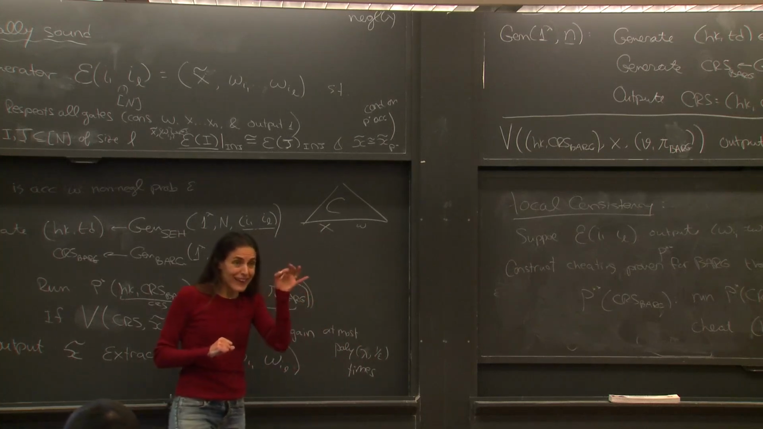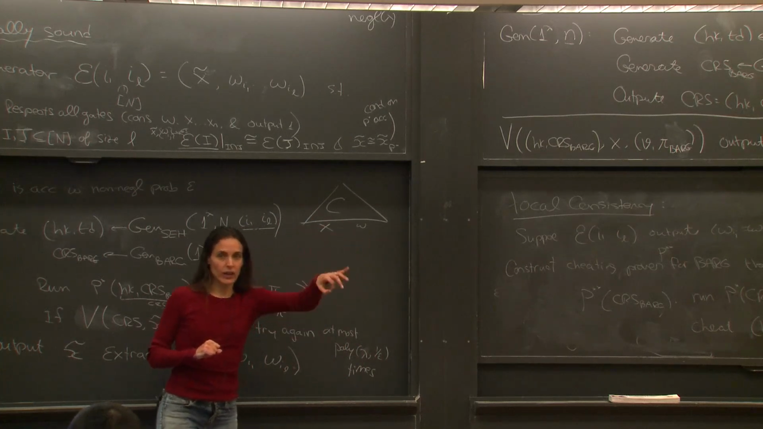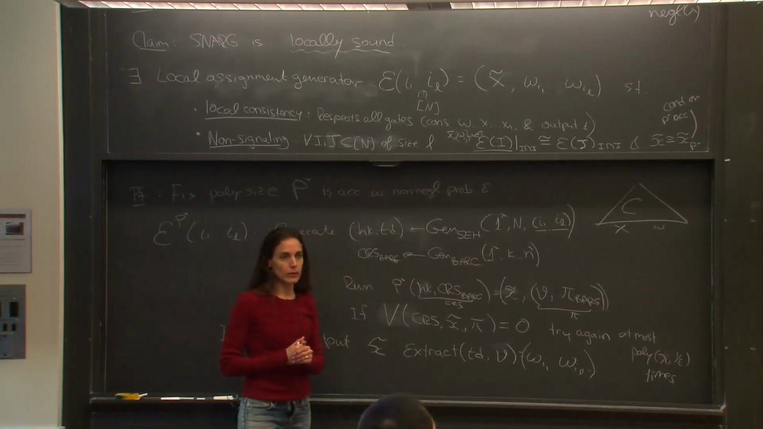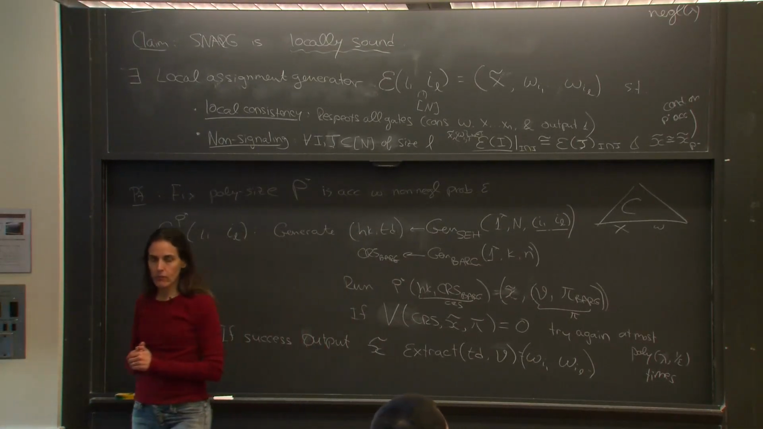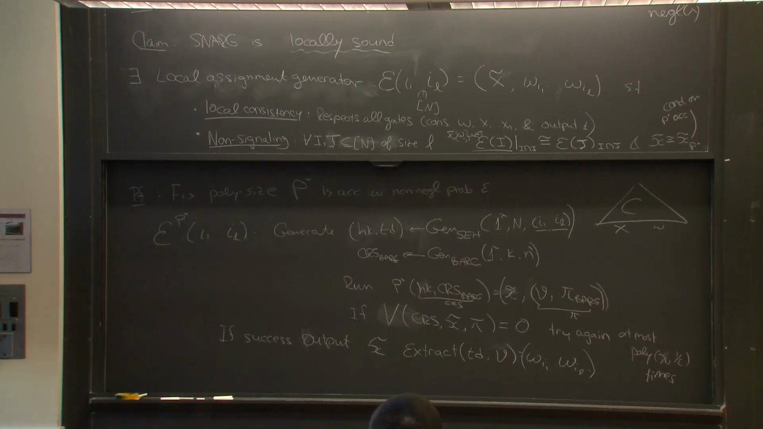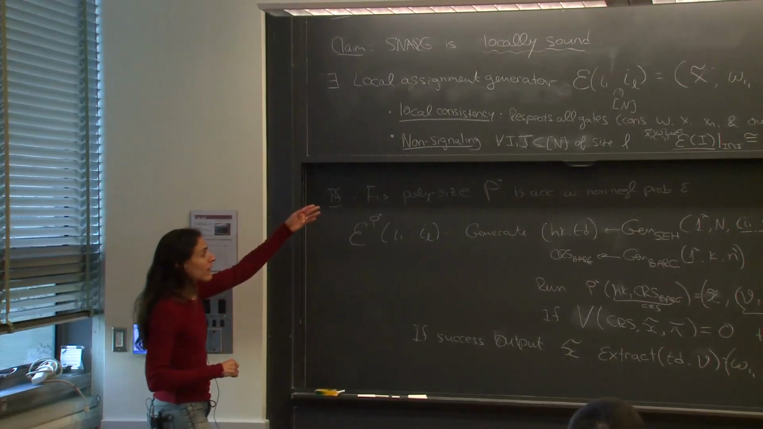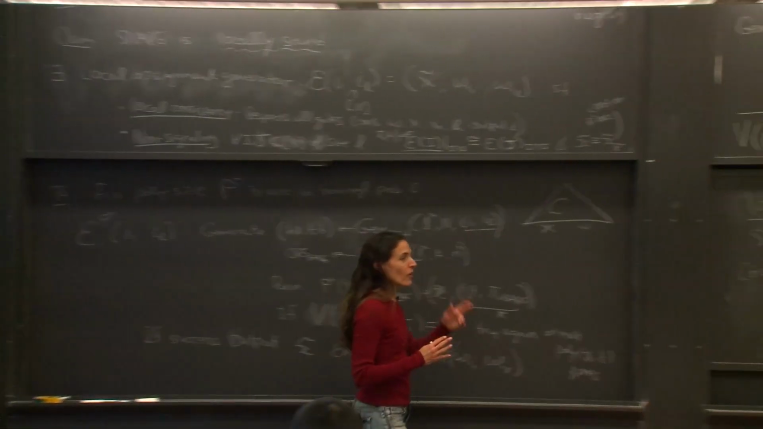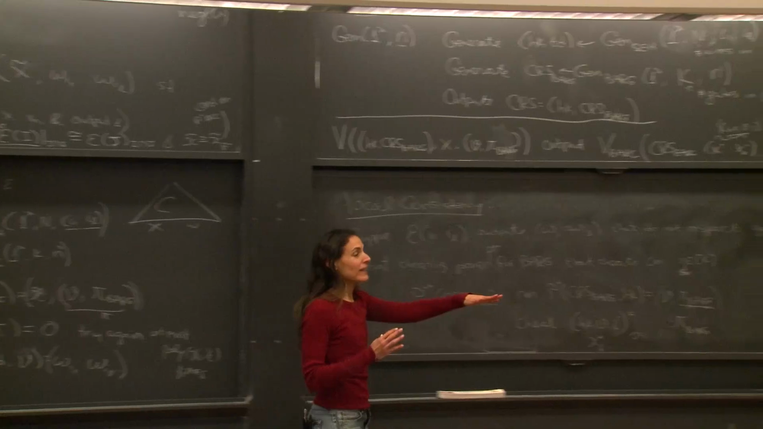Because otherwise, take that gate, and on that gate, we're going to cheat in the BARG. That's the instance in which we're going to cheat on the BARG. So that's local consistency. And now you can ask, what about the non-signaling? And the non-signaling really follows from the index hiding.